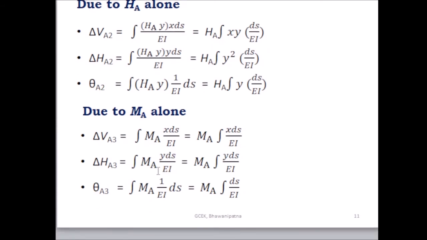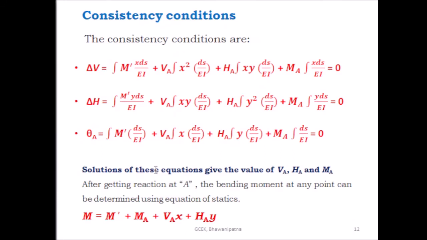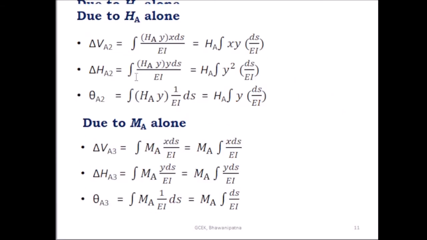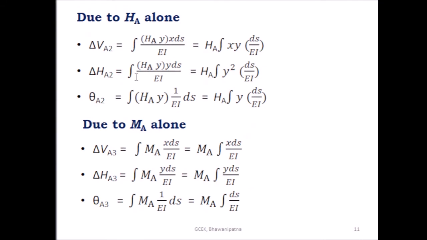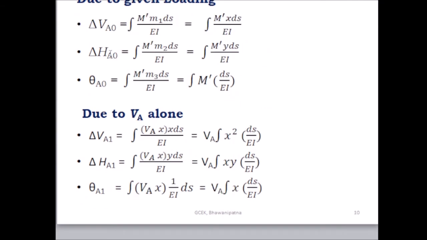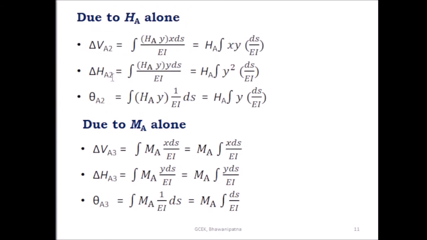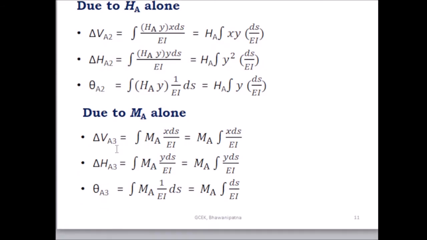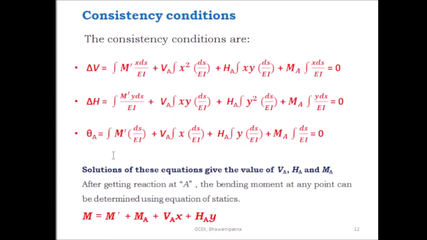But from the consistency condition, the total change in vertical displacement is equal to the summation of these 4 displacements, that is, due to the external loading, the given loading, delta VA0, delta VA1, then delta VA2 plus delta VA3. So the total delta V is equal to delta VA0, delta VA1, delta VA2 and delta VA3.